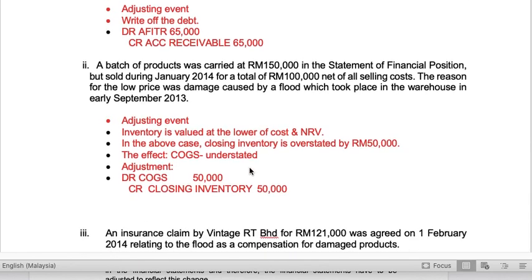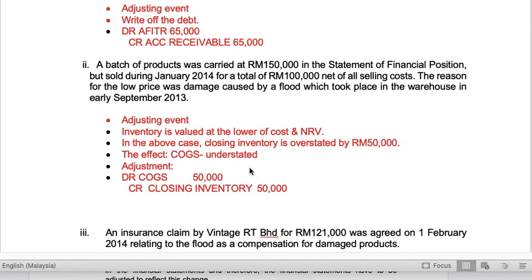Okay. Number 2, a batch of product was carried at 150,000 in the SOP but sold during January 14 for a total of 100,000. Remember, the account closed on December 13. Okay, so on that date, on the 31st December 13, you report that your inventory is 150,000. But after you close your account, you sell the inventory in January, and the total is 100,000, which is much lower than what you have reported in your SOP. Alright, so the reason for the low price was damage caused by a flood which took place in the warehouse in early September 13. During the year, there was a flood.